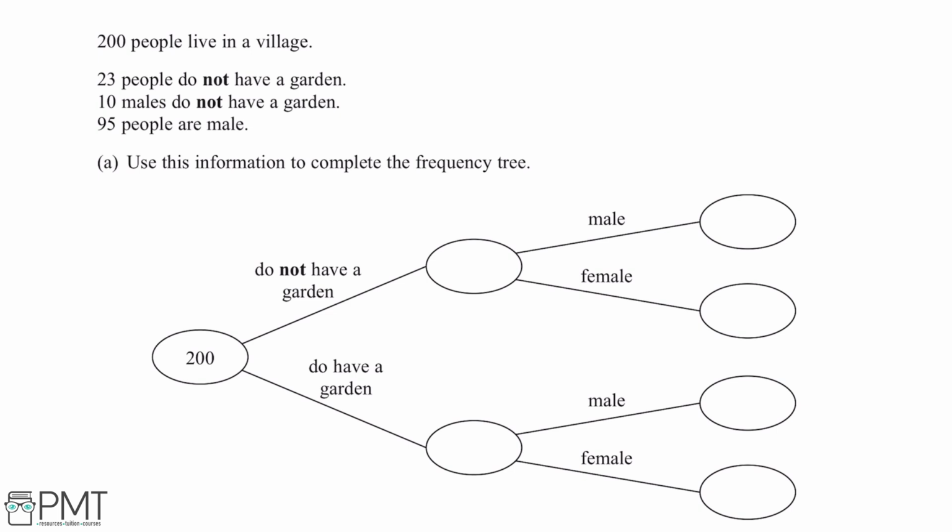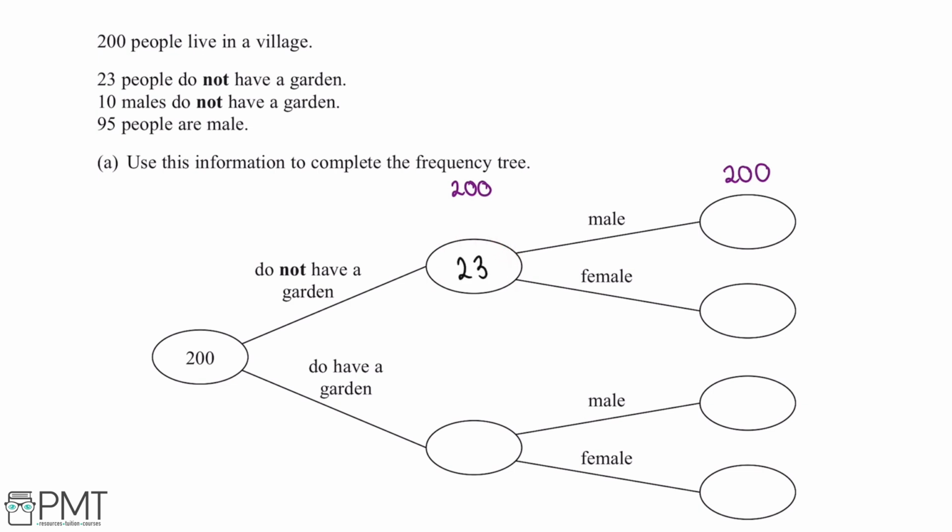So one of the things we'll need to know when completing a frequency tree is if there are 200 people living in this village, then each of these columns will add up to 200. So now we can start by filling in the information we've been given in the question. So 23 people do not have a garden, so we can fill in this circle here with 23.